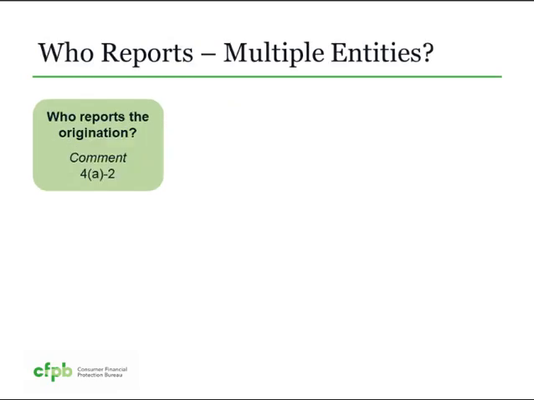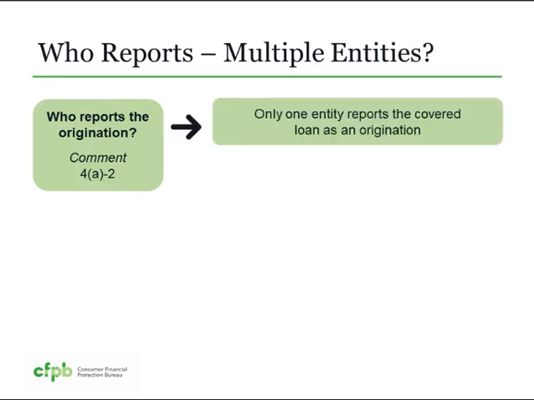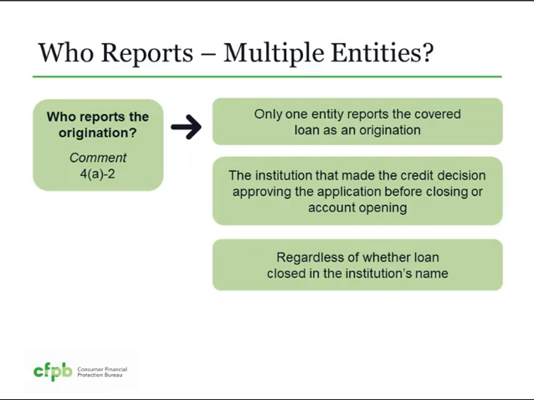Let's move on to who reports the transaction when there are multiple entities involved. Only one financial institution reports each originated covered loan as an origination. The financial institution that made the credit decision approving the application before closing or account opening reports the loan as an origination regardless of whether the loan closed in the institution's name. This is also how an institution determines whether it has originated a particular loan for the purposes of institutional coverage criteria and transactional thresholds that we discussed a moment ago.